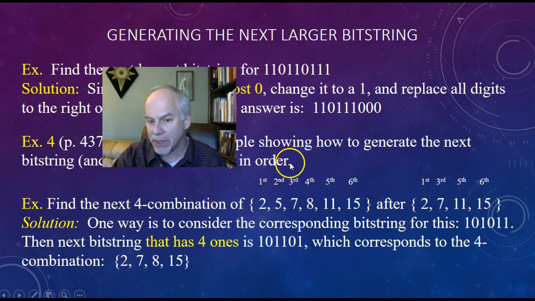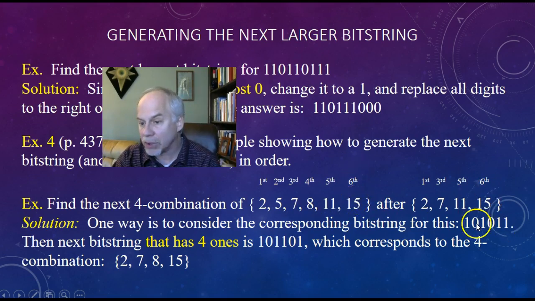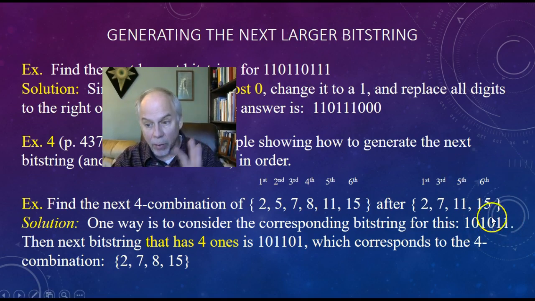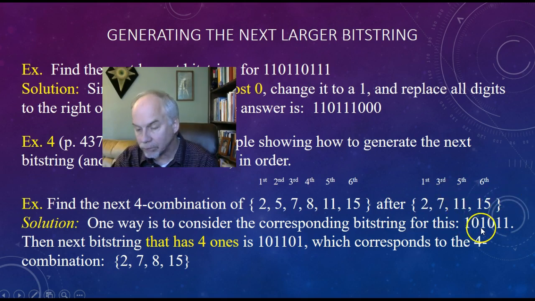Now, 2 is in the first position of the set. 7 is in the third position. 11 is in the 5th position. And 15 is in the 6th position. So that corresponds to the bit string 1, 0, 1, 0, 1, 1. Because you have a 1 in the first position, a 1 in the third position, a 1 in the 5th position, and a 1 in the 6th position. But the other ones are zeros because you don't have those included in the subset. So it's 101011.